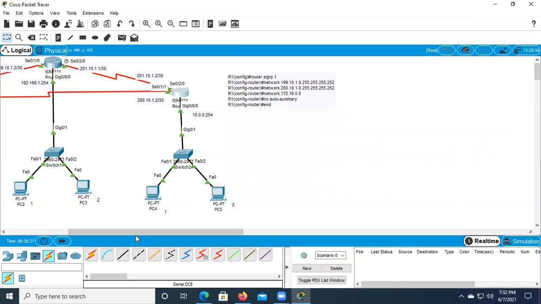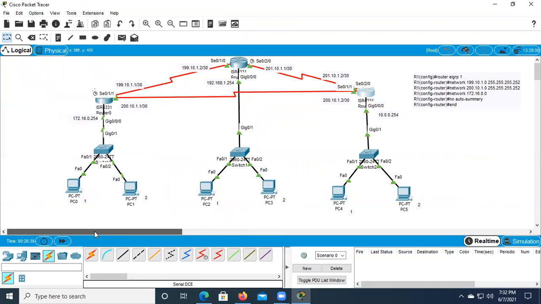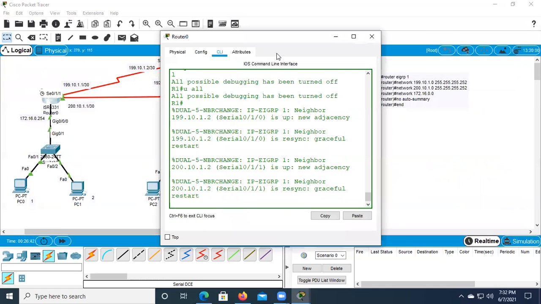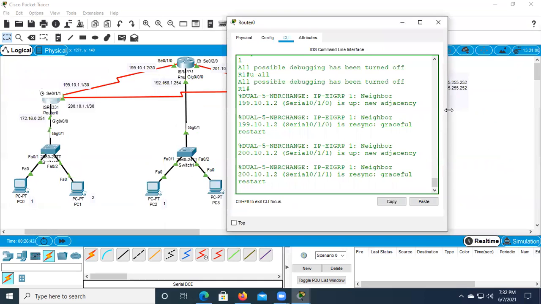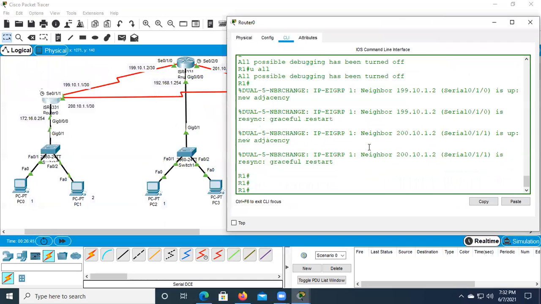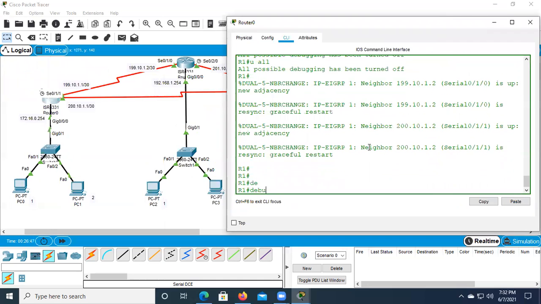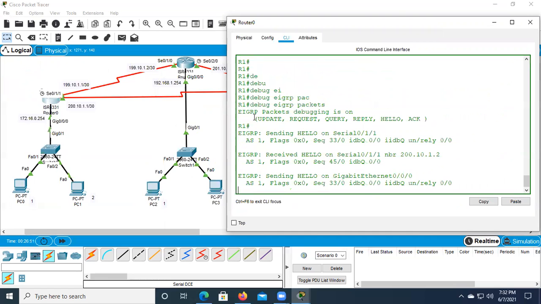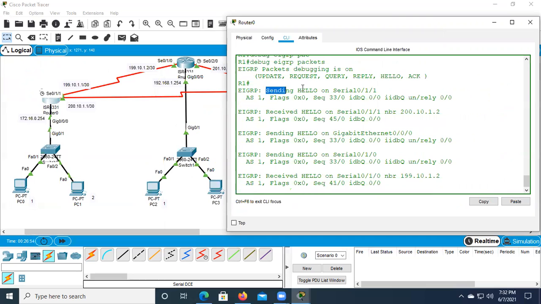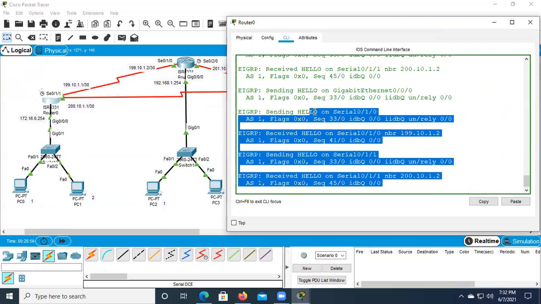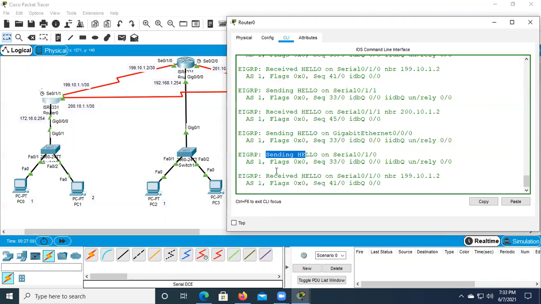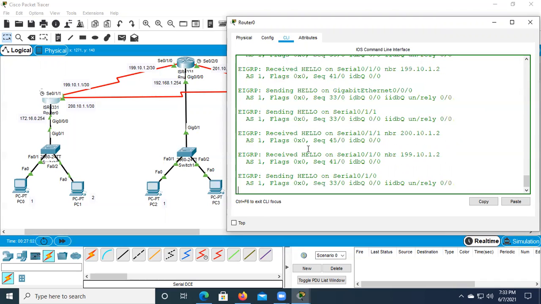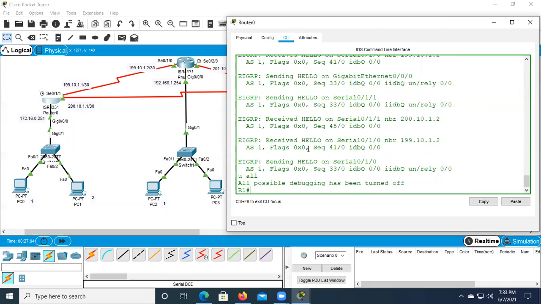Now the same command, the debugging command, I will try to do in router 1. What is the command? Debug EIGRP packets. So I'm sending one hello message and I'm receiving a hello message. You see the sending and receiving. I will stop it, then we can read.